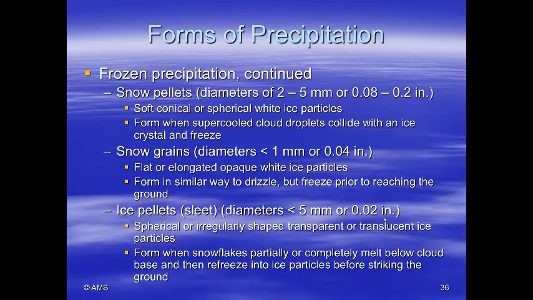We also have ice pellets that we call sleet. These are less than 5 millimeters, and they're spherical or irregularly shaped transparent or translucent ice crystals. They form when snowflakes partially or completely melt below an ice cloud base and then refreeze again.